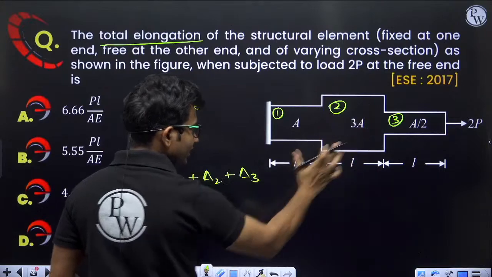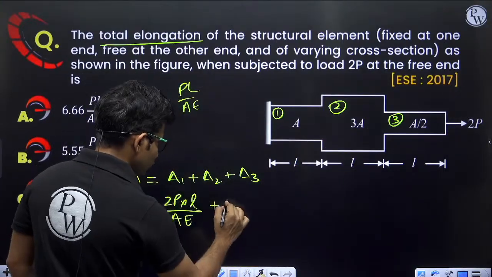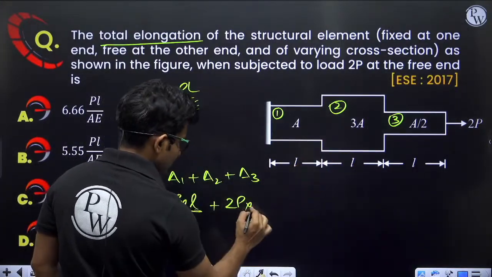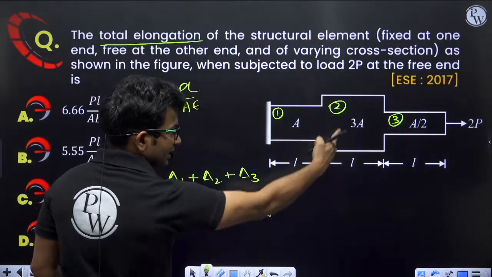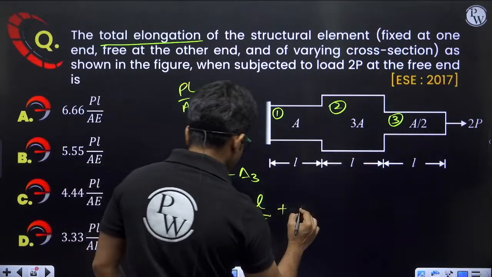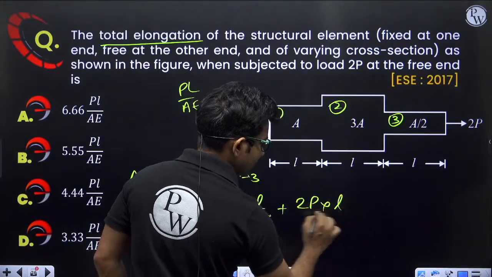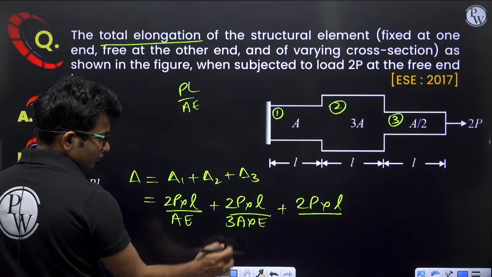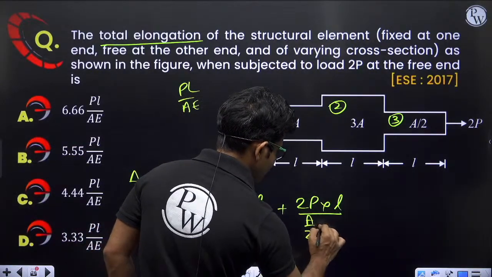For delta 2 we are having area 3A, length L. Force will be 2P for all of them. Length will be L for all of them. Area is 3A. Young's modulus is E. Plus for delta 3 we are having 2P into length L, divided by area of cross section A by 2 into E.